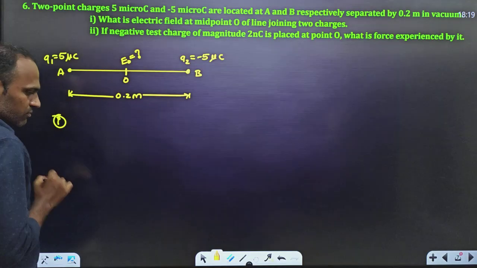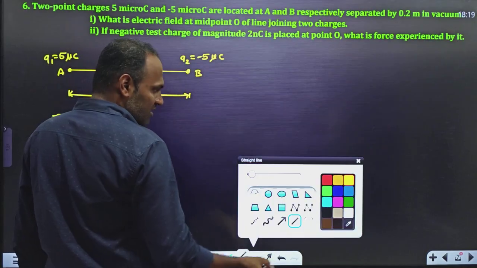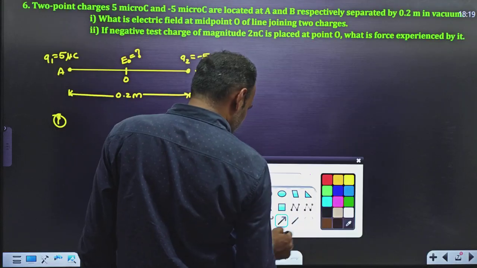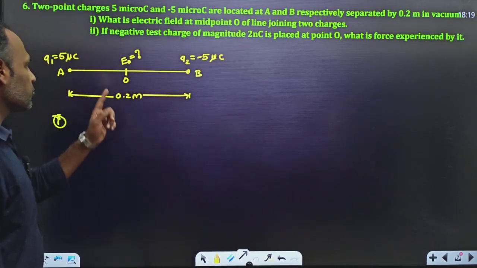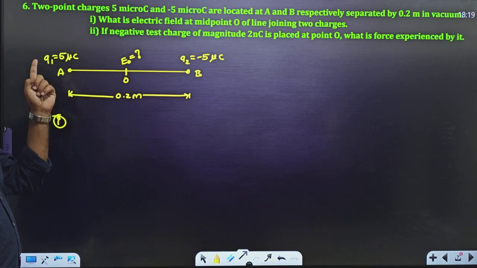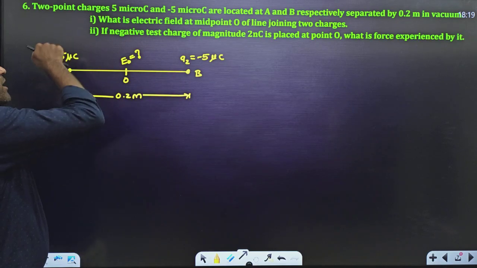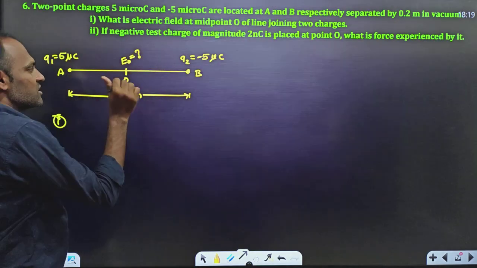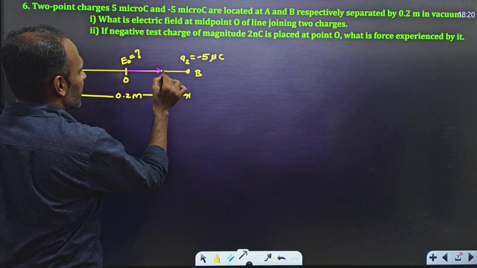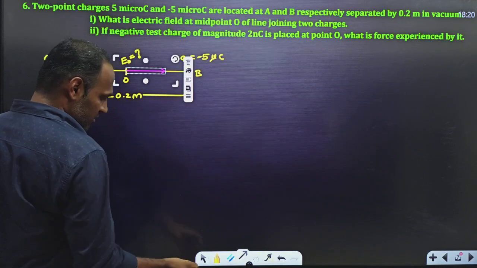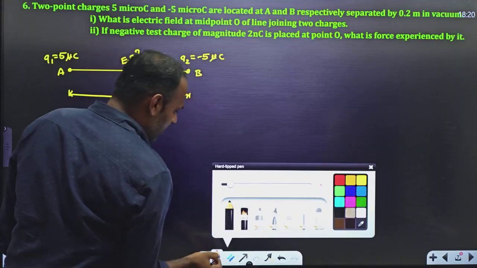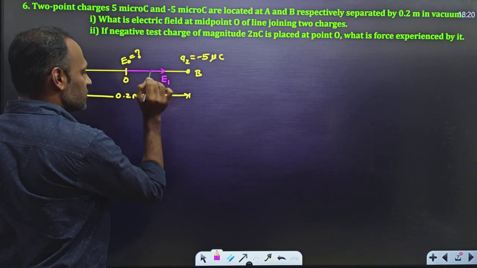First question. First, you mark the directions. How many electric fields have to be at point O? Two electric fields, because there are two charges, plus 5 and minus 5. Due to plus 5 microcoulomb, the electric field has to be away from the charge, radially outwards. So I will mark it in this direction. This is E1, the electric field due to the first charge.